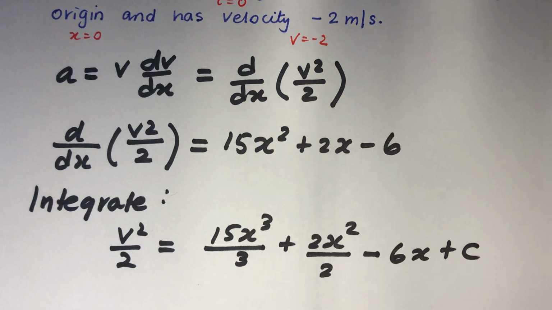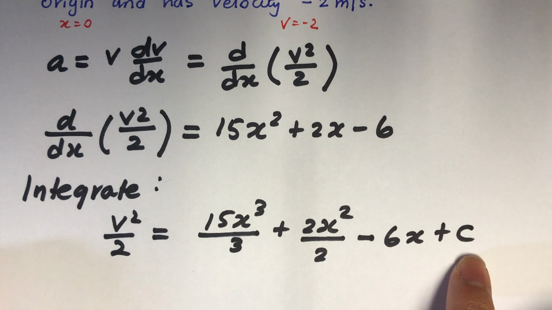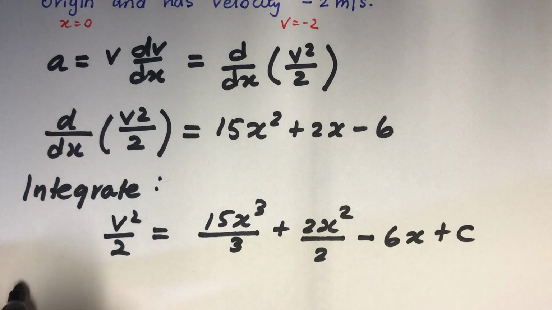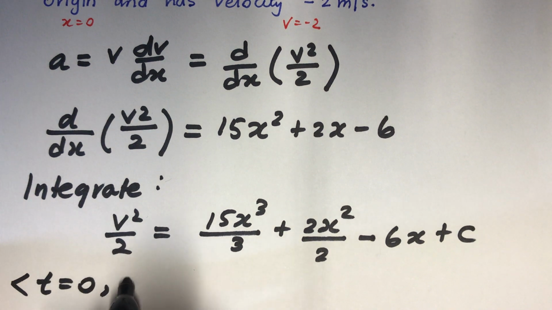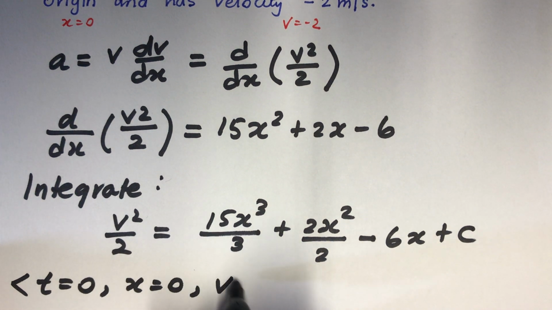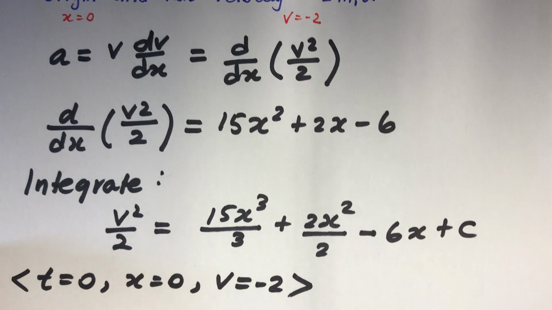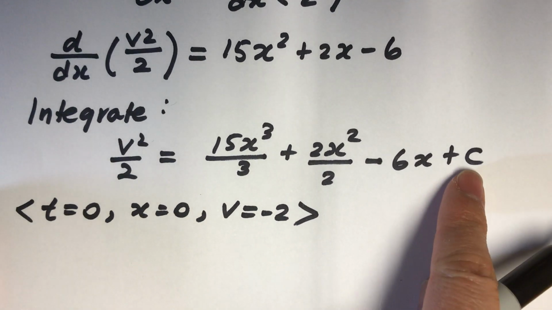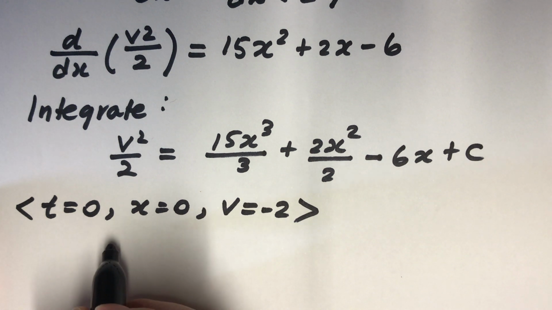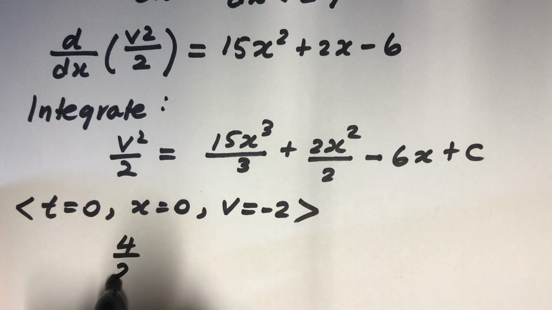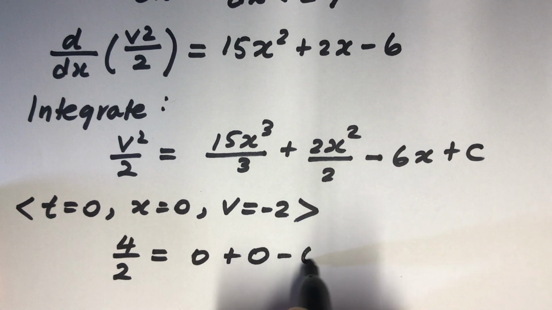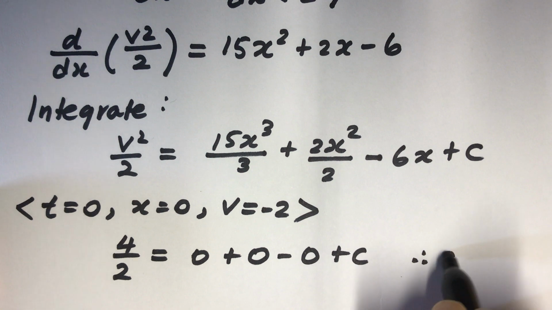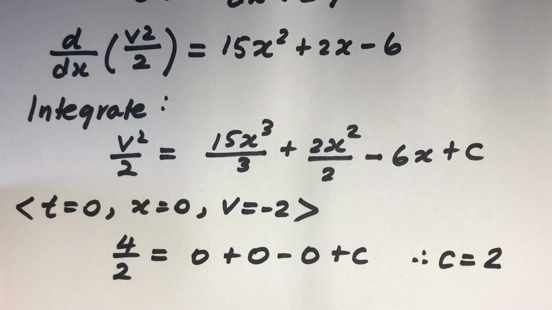Don't forget the c, because we don't have limits. Now we have to find the c. So the condition we had was initially when t equals 0, x equals 0, the v was minus 2. Okay, so we're going to use that to find the c. So what will happen here? So I'll get c equals 2.